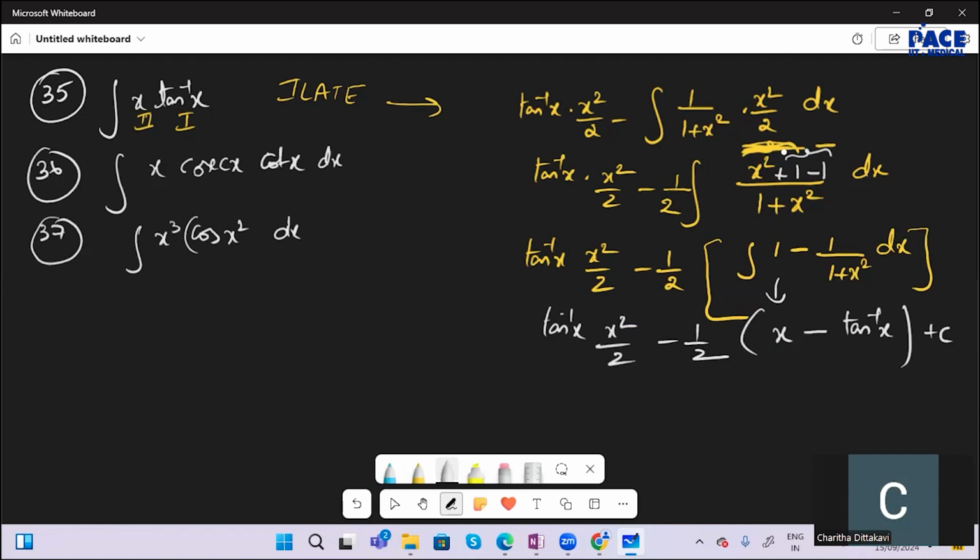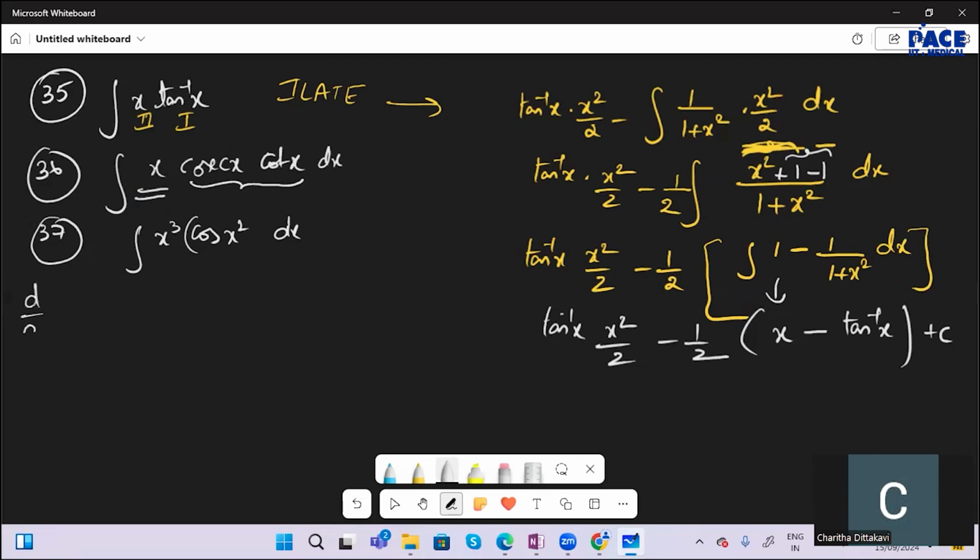Now for the 36th question, what can be your first function and second function? Did you ever think about it? You have three functions here or two functions. How do you relate them? Is it three functions or two functions? Cosecant x and cot x. x is one function, definitely. Cosecant x and cot x I am considering as my other function. Why do I have to consider this? Integrating cosecant x cot x would be easy for me, isn't it? So tell me something. What is the differentiation of cosecant x?